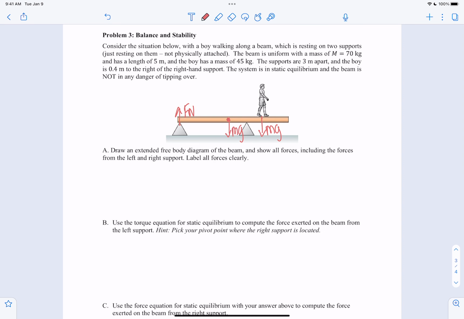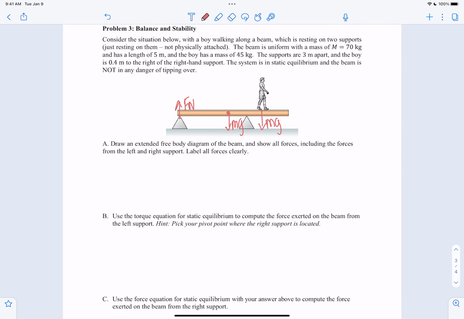That kind of brings us now to problem 3. Once again, I've never seen this one before, so I'm playing it dangerous, but hopefully everything works out okay. Problem 3 is balance and stability, once again factoring in torque and forces.